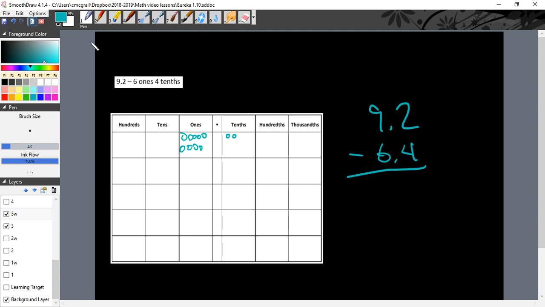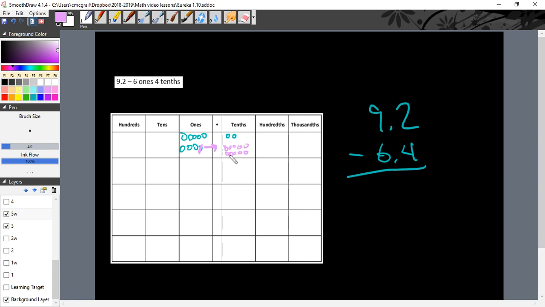Now I have the same problem as before. I need to decompose one of these ones to give me tenths, because right now I cannot subtract 4 tenths from 2 tenths, so I need to decompose. I'm going to take my 1 and I'm going to decompose it, and it's going to become what? 10 tenths. Now I do have enough.